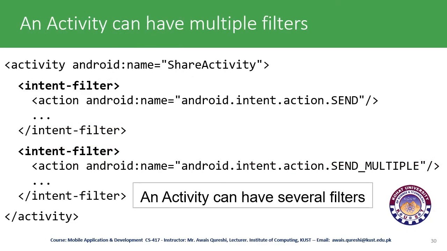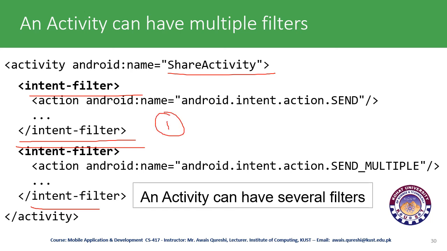An activity can have multiple filters. What are those filters? This is the name of the activity. This is intent filter number 1. It is closed over here. This is one filter and this is the second filter. So remember this, that an activity has multiple filters. Here in this example there are 2 filters. An activity can have several filters. So remember this point, that an activity has multiple filters.